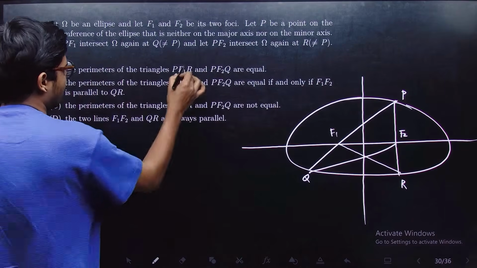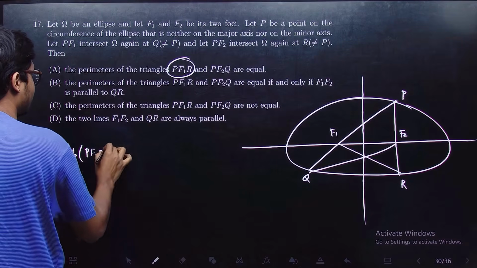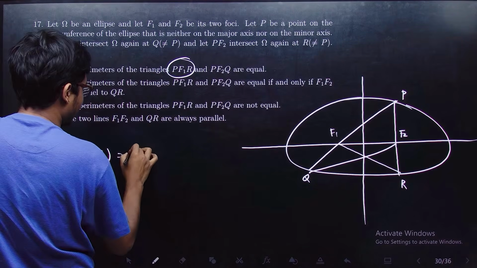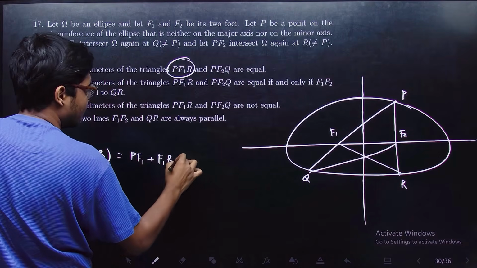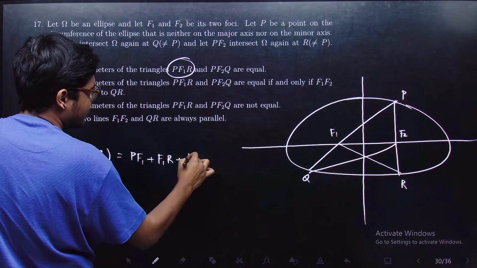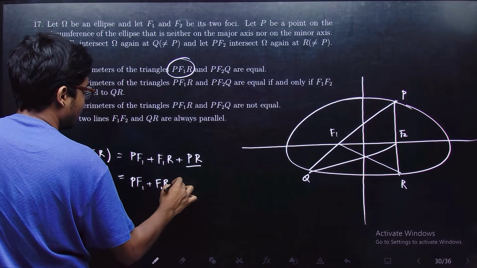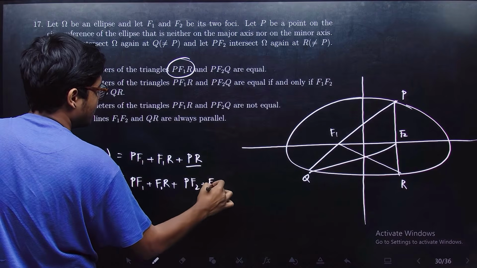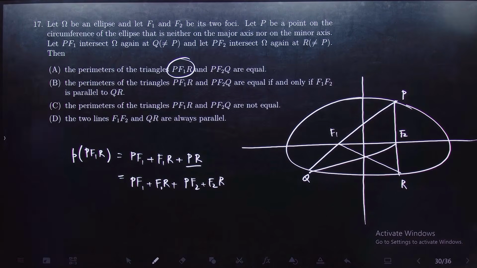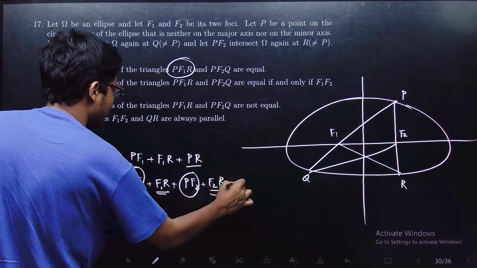Now observe that the perimeter of this triangle P, F1, R, it's a perimeter of this. This is nothing but PF1, right, plus F1R plus PR, right? Now this PR can again be broken down as PF2 plus F2R. Now what do I know? From any point, the sum of the distances to the two foci is a constant and it's equal to the length of the major axis. Assume it's 2a. So this and this add up to give you 2a. This and this will add up to give you 2a. So this perimeter is 4a.